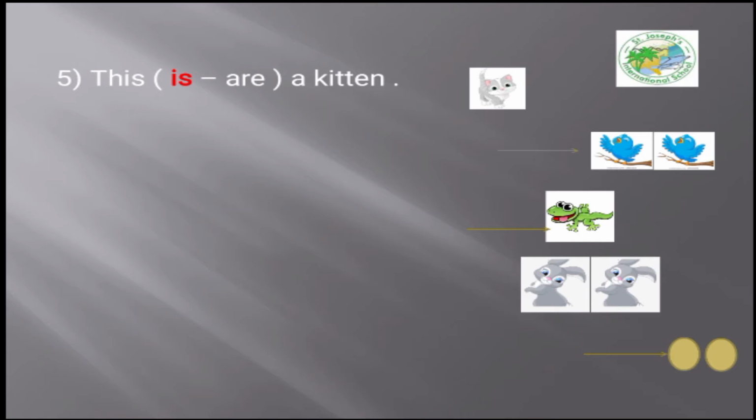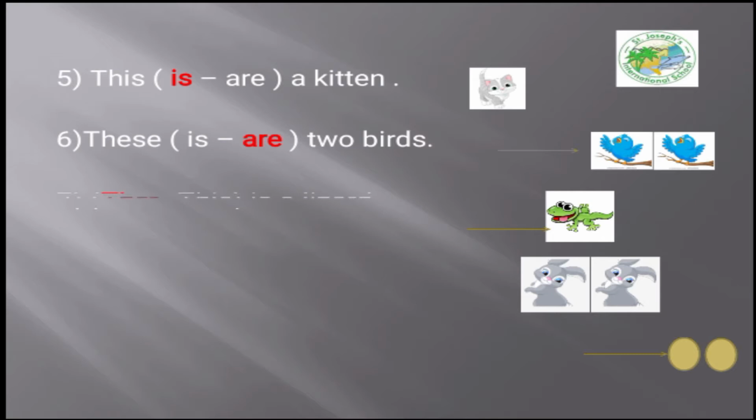Number 5. This kitten is singular or plural? Singular. So with the singular nouns we use is or are. Of course, is. So this is a kitten. Number 6. The two birds here, singular or plural? Plural. So we choose is or are, and they are far. So these are two birds.